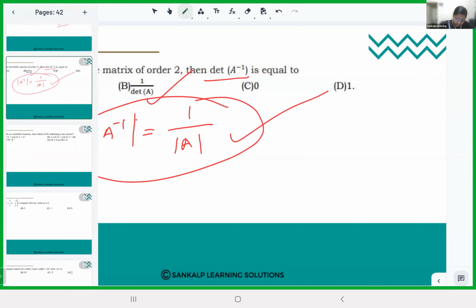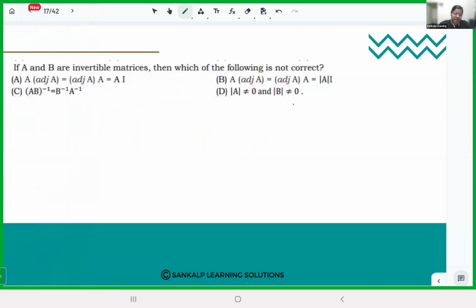This is also important. Now, the next one: A and B are invertible matrices. Then which of the following is not correct? You have to tell me which is not correct. What about the first option? Let's check the second option. A into adj A equals adj A into A equals determinant A into I. It is right. We have studied it in the properties of adj A. So A into adj A is equal to determinant of A into I, or adj A into A is also determinant of A into I.